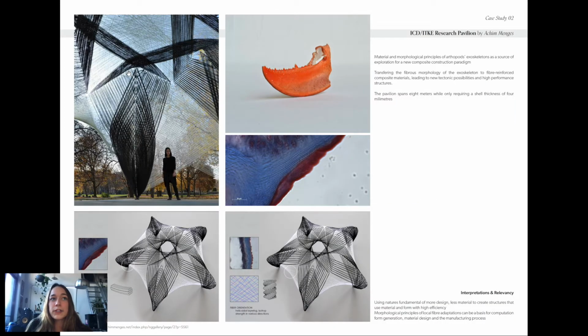Another source of inspiration was the work of Achim Menges. This pavilion took inspiration from a lobster's exoskeleton, more specifically the morphology of the fibers and how they're optimized for stress and load distribution. His pavilion used nature's fundamental of more design, less material.